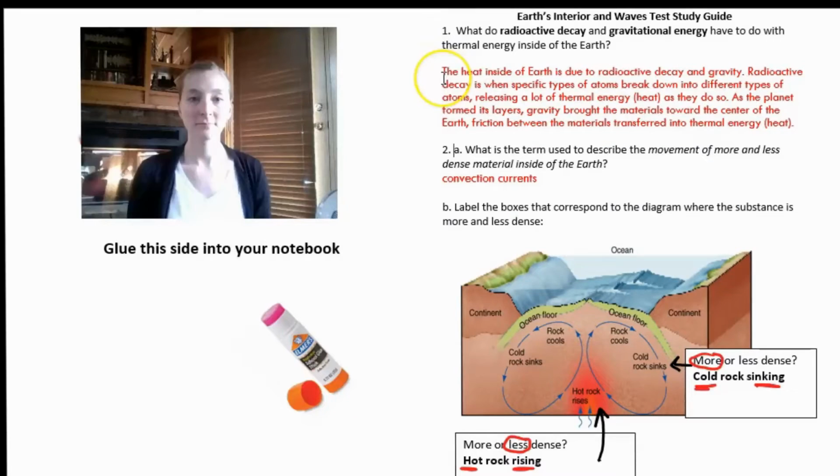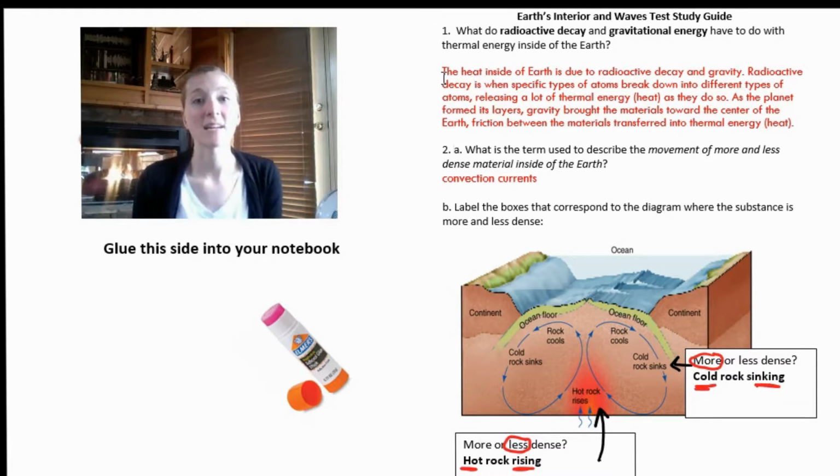Hello! Alright, so we've got a cozy cabin, and it's time to talk about science, because I know that's exactly what you want to be doing right now, because you're so bored over break, and you just need to think about science to get your brain working again. So, here we're going to start off talking about our study guide, and then we're going to go over the essential learnings too. Okay, so the first question is, what do radioactive decay and gravitational energy have to do with thermal energy inside of the Earth?